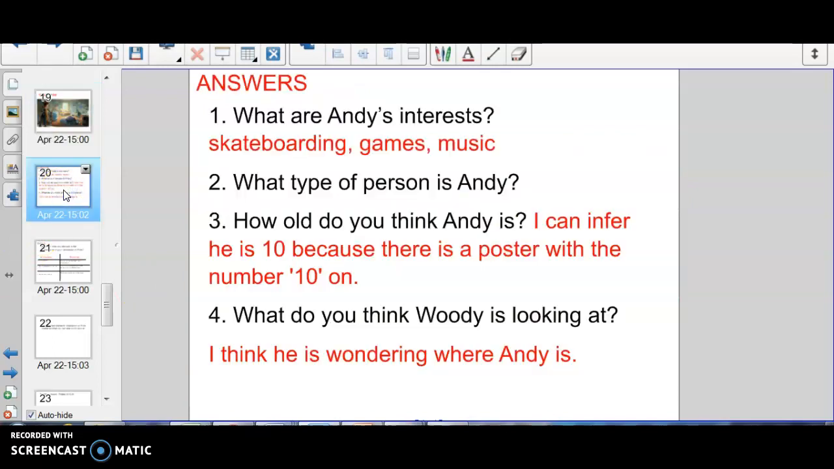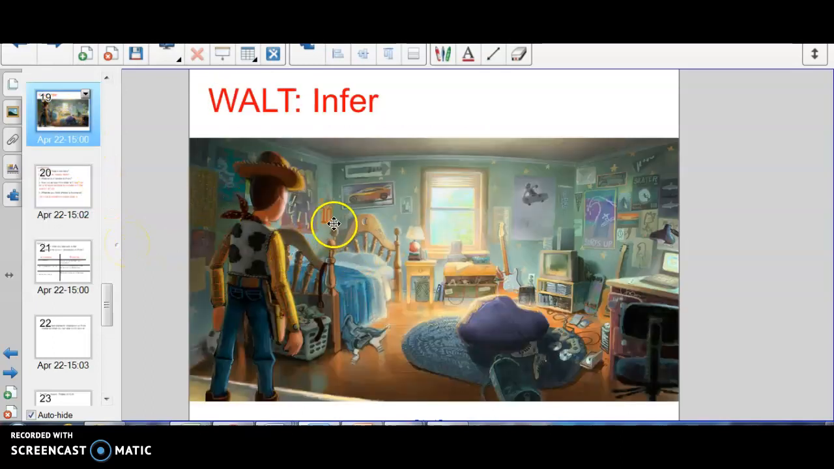Number two, what type of person is Andy? Well, that links on to the impressions and evidence, which I'll go over in a second. Number three, how old do you think Andy is? Now, notice I put how old do you think Andy is because, of course, with inference, we don't know for definite. Most of you, in fact, I think all of you, the work that I've seen got this correct. I can infer he is 10 because there is a poster with the number 10 on. But just playing devil's advocate here, that could be his favourite football player's number, it could be the number that he lives, but of course the obvious answer would be that that is to do with his age.